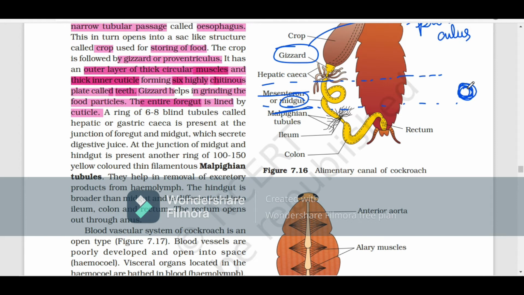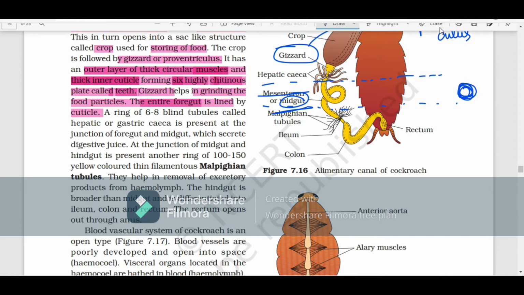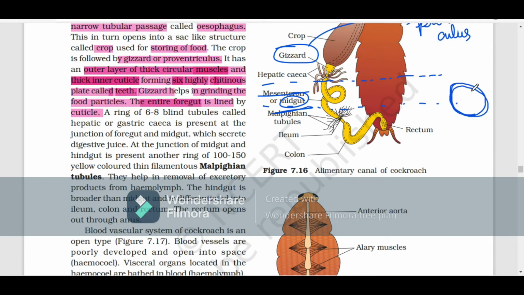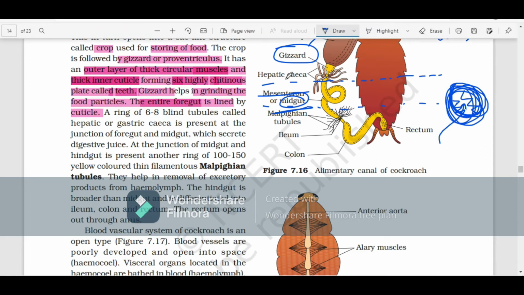There's this outer layer of thick circular muscles and an inner layer of cuticle, right? And then you'll find the six teeth-like structures. One, two, three, four, five, six. So the six teeth-like structures. Okay. So when the food passes, it'll prevent the digestive system from getting damaged. So this entire foregut is lined by the cuticle.